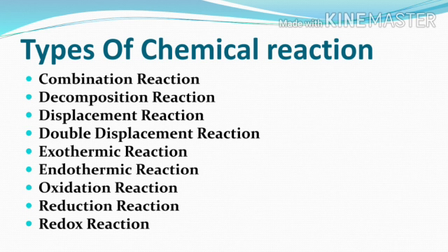Students, now in the second part we are going to learn different types of chemical reactions, and these different types of chemical reactions are mentioned as below: combination reaction, decomposition reaction, displacement reaction, double displacement reaction, exothermic reaction, endothermic reaction, oxidation reaction, and last one is reduction reaction and redox reaction.